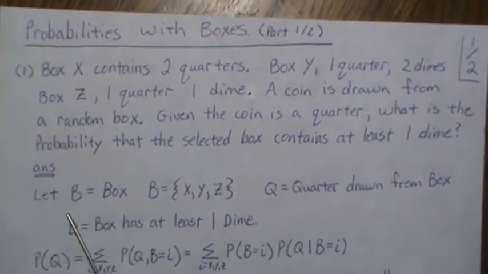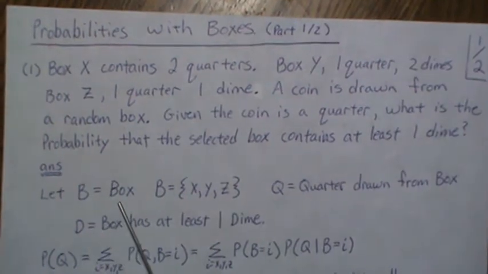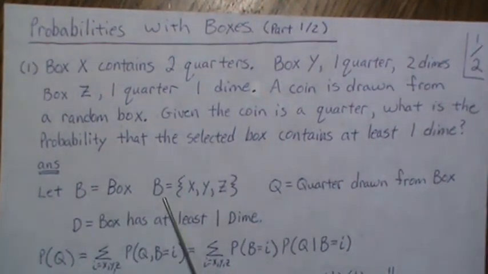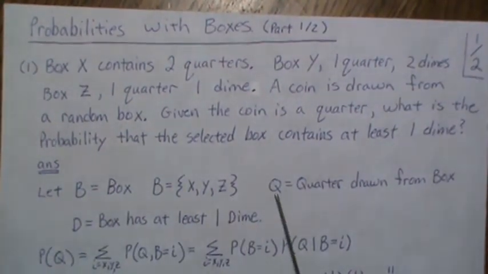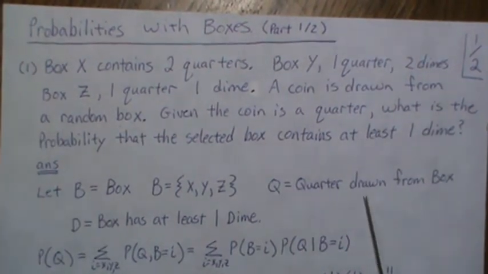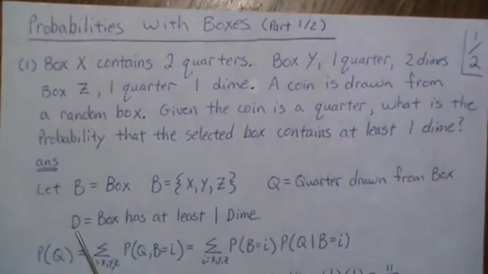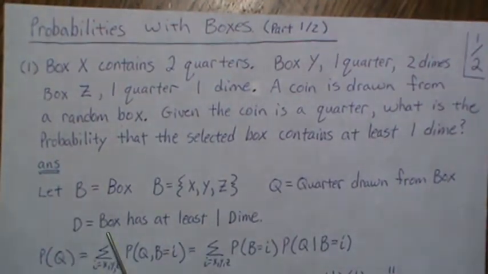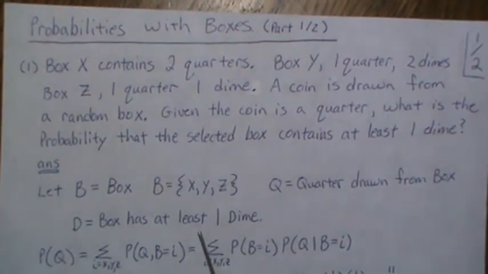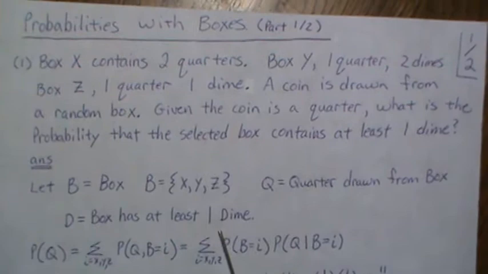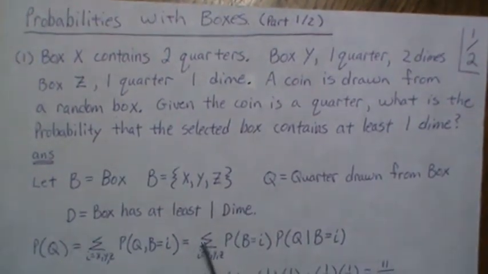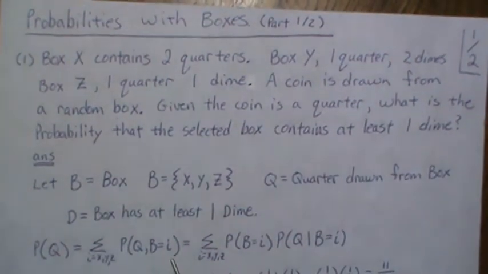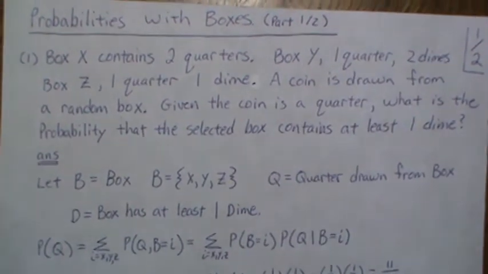Here's the answer. So let B equal the box. So box can take on X, Y, or Z. Q is the event that a quarter is drawn from the box. And D is the event that the box has at least 1 dime. So let's calculate some probabilities first before we calculate the needed probability.